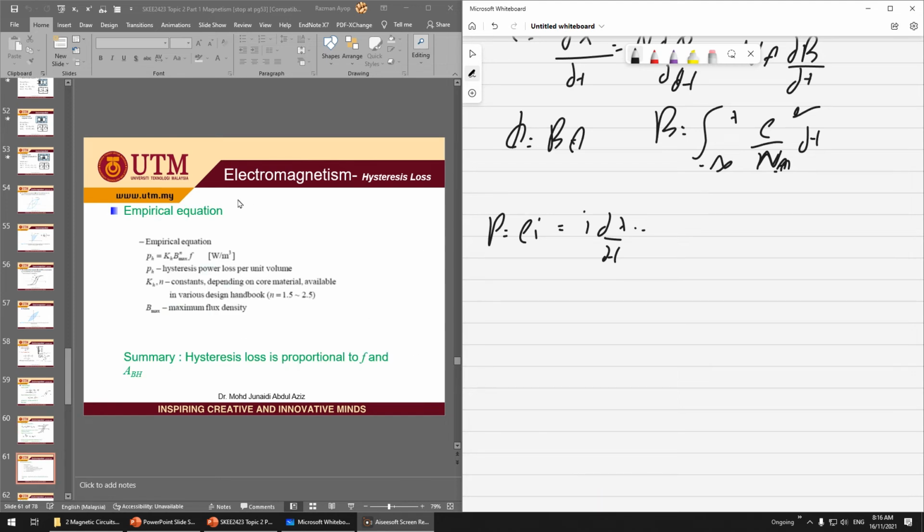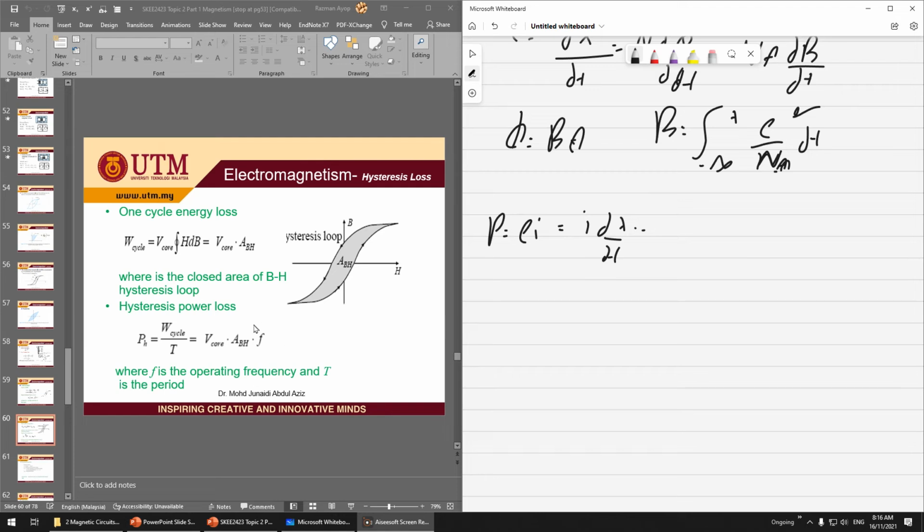This one is another equation, the empirical equation. So power equals to, K is the constant. This constant will be given depending on the material. P_h is the hysteresis power loss per unit, B max is the maximum flux density. So hysteresis loss is proportional to the f and B max. This one is also important because it is related to this equation.